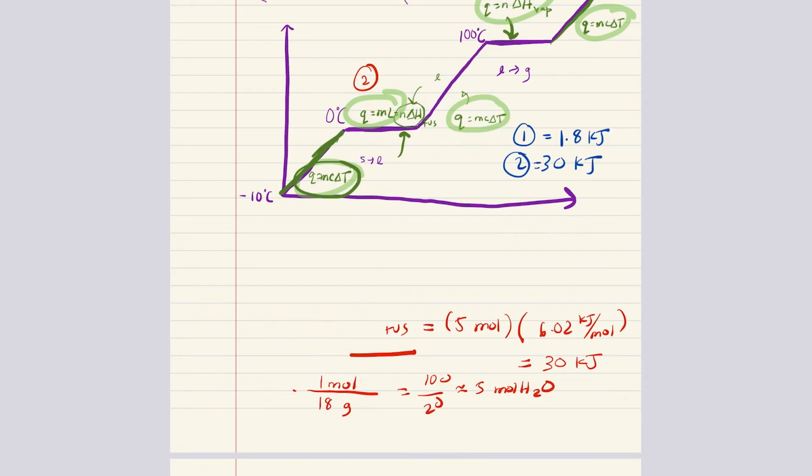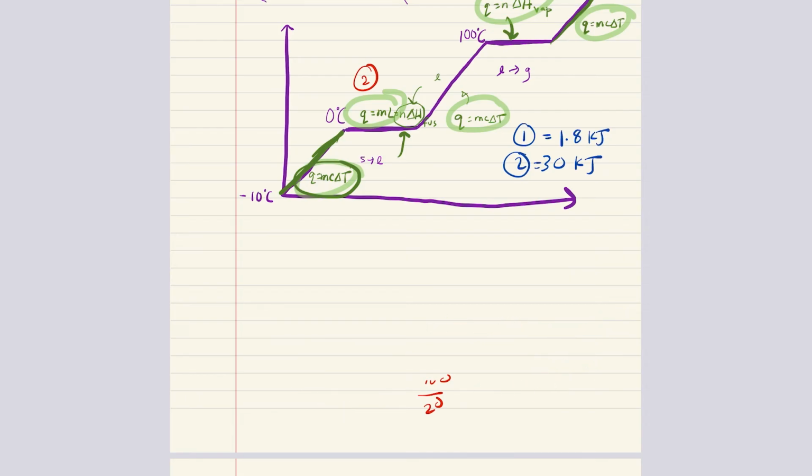So what equation are we going to use for step 3? We're going to use Q equals MC delta T. So for step 3, we're going to use Q equals MC delta T. And this is for liquid water. So I'm going to write L next to all of the variables so we remember what variables we're using here.